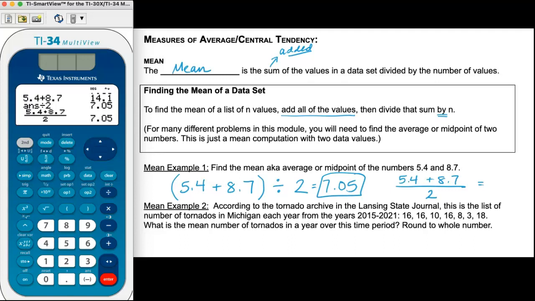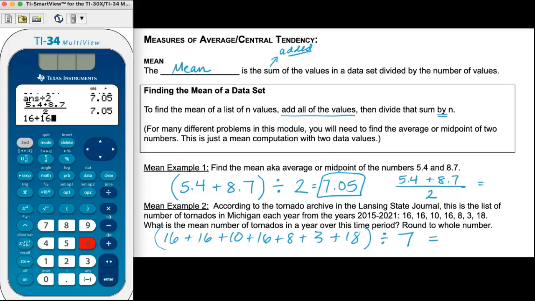So we're going to take all of those numbers and we're going to add them up. So that's the first step. So we're going to add 16 plus 16 plus 10 plus 16 plus 8 plus 3 plus 18. We're going to add those all together and we're going to divide by 1, 2, 3, 4, 5, 6, 7. Since there's 7 years of tornado counts, we're going to divide by 7. So I'm going to add all those up.